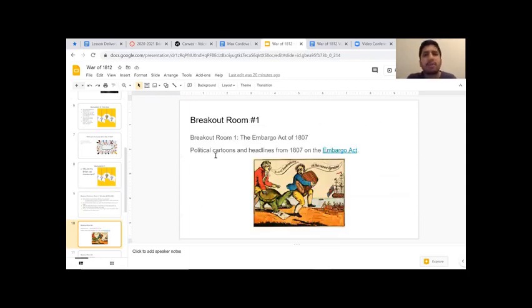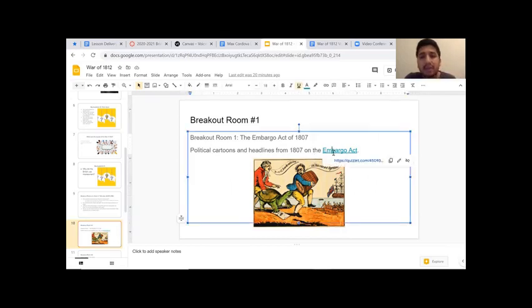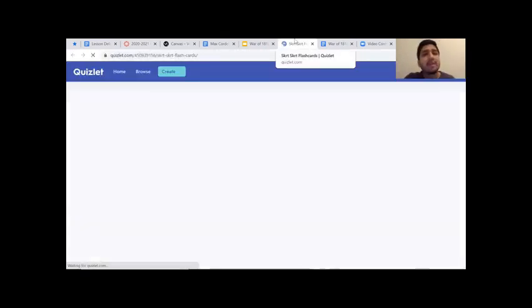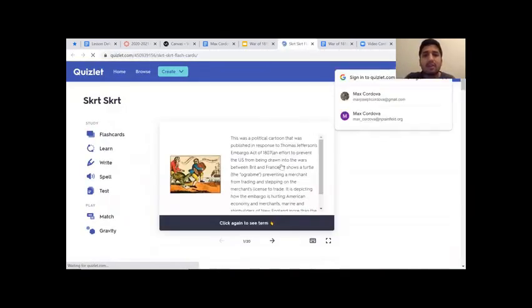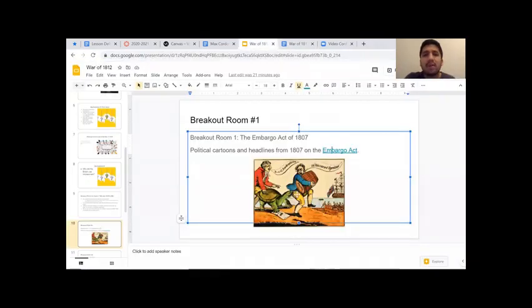So in the first breakout room, the Embargo Act of 1807, they'll look at political cartoons, headlines, etc. from the War of 1812. And here we have a link, just one more time if they don't understand what it is. Here it is. They will see it's a political cartoon reacting to the president's embargo act, and they will really dissect it and get into the details and try to figure out what insights they can get out of this political cartoon and what the reactions of the time were. Were people for it or against it?